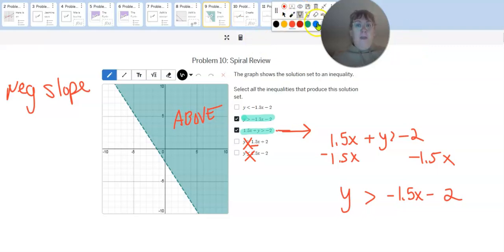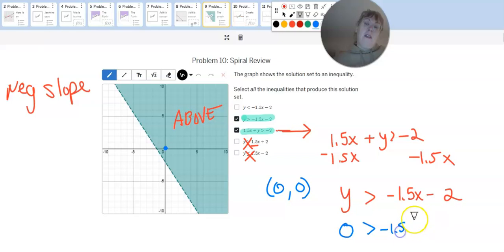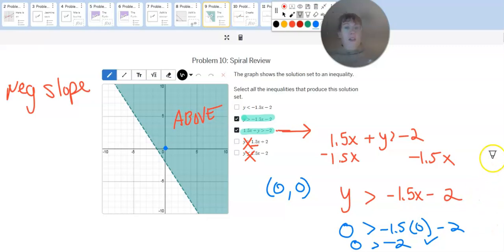And if we wanted to plug in a point to make sure we're correct, we could plug in 0, 0, because that is in our solution set. Is 0 greater than negative 1.5 times 0 minus 2? This is 0 minus 2, which is negative 2, which is correct. So those two are going to be our solutions.